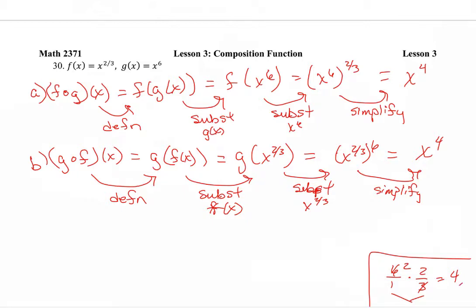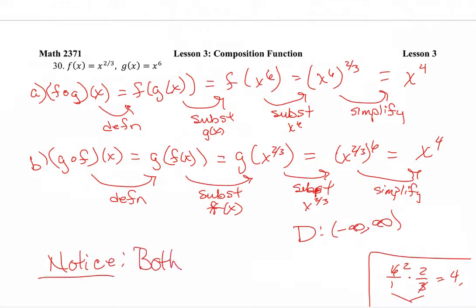And in both of these cases, my domain is negative infinity to infinity because they're both strictly polynomials. Now, I want you to notice that both A and B are the same.